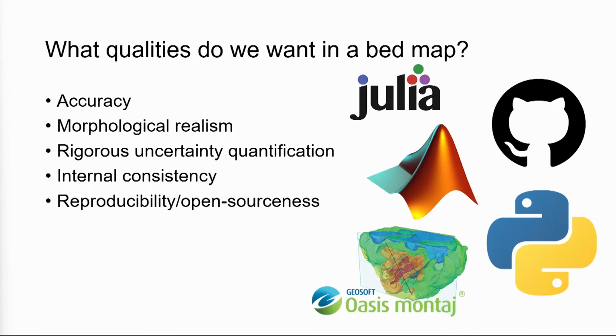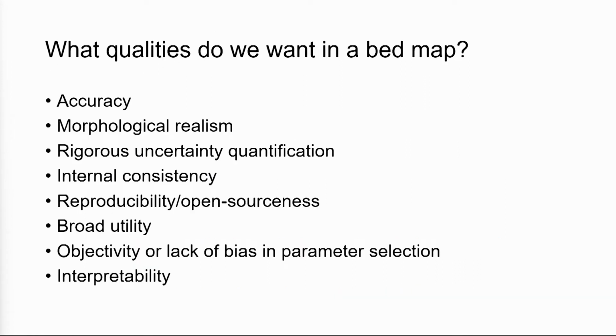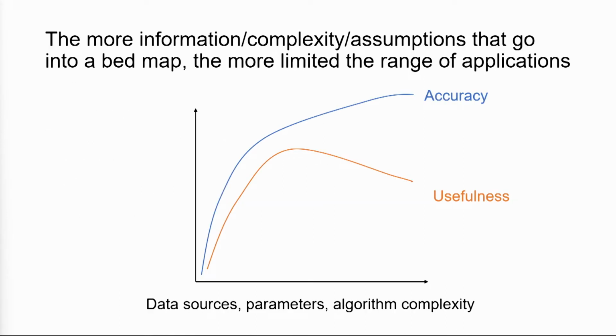We might also care about reproducibility or open sourceness. According to FAIR principles, the protocols used should be open source and free, so that might dictate how we want to make a map. And then the final things we care about are the utility of the bed map, the objectivity, or trying to minimize ad hoc or human decisions when making a map, and the interpretability of the final product. And that brings me to this last point: the more information or levels of complexity that go into a bed map, the more limited the range of applications.